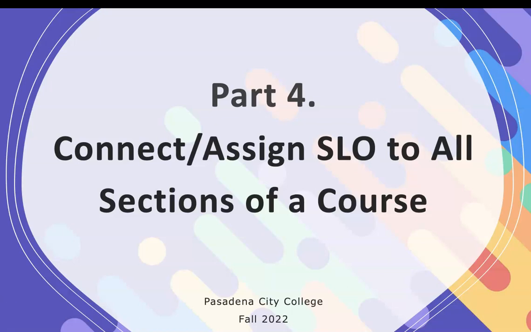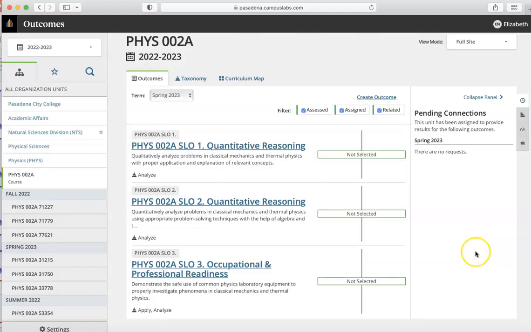And now we're moving on to the last part, Part 4. I did forget to mention that the SLOs automatically assign you a Bloom's taxonomy level based on the language of your SLO, and that's what appears at the bottom of each of your SLO statements. I'm now going to assign these to the sections. If you notice on the left, there are 3 sections in the spring of Physics 2A being offered.